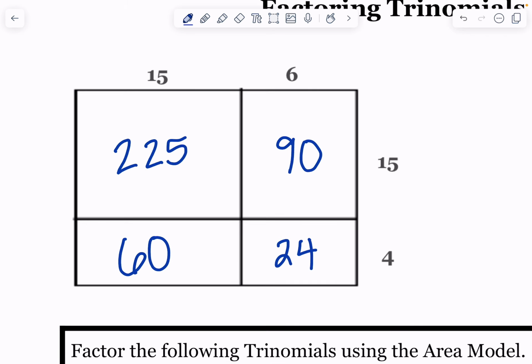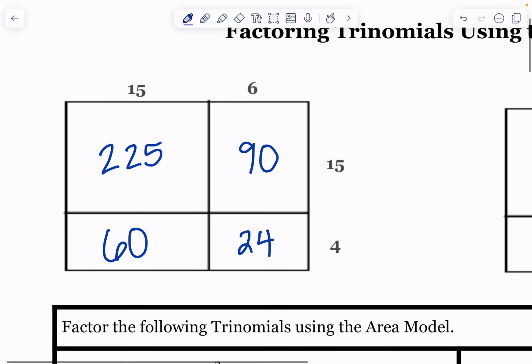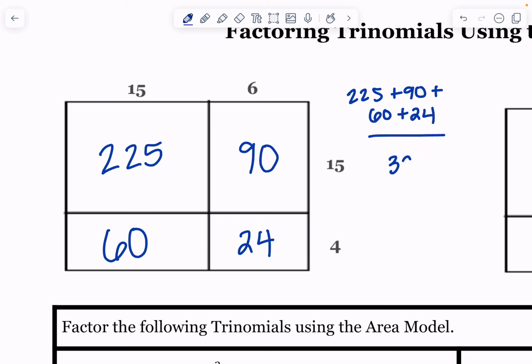Now, to find the area of the whole box, we would just add up all of the boxes. And that would give us an area of 399.